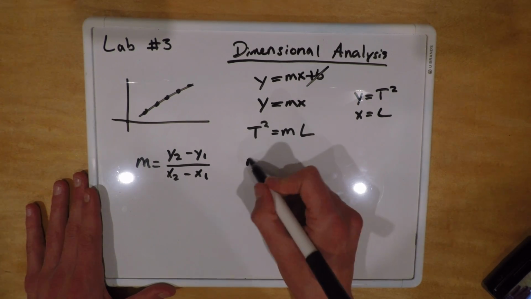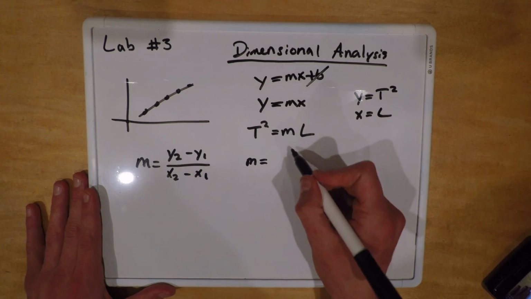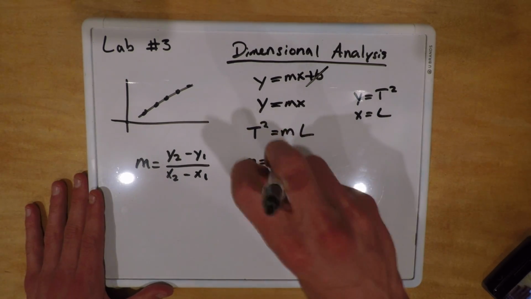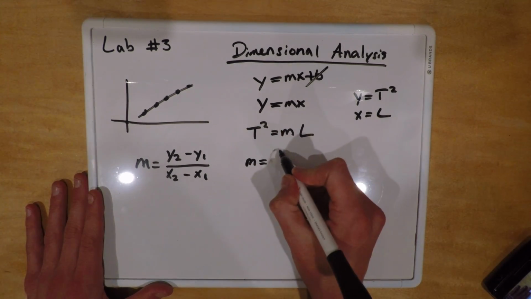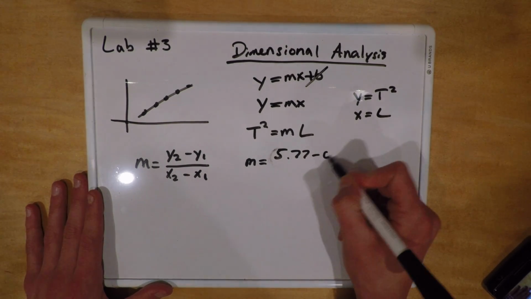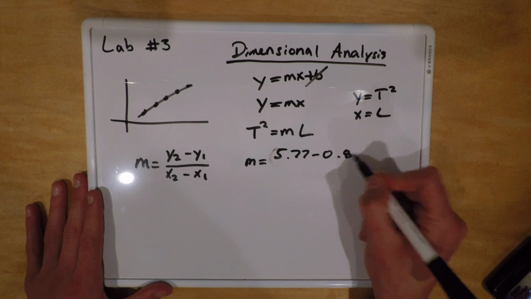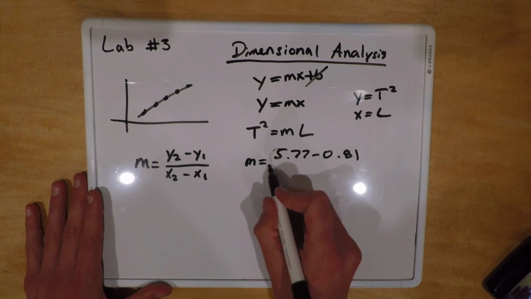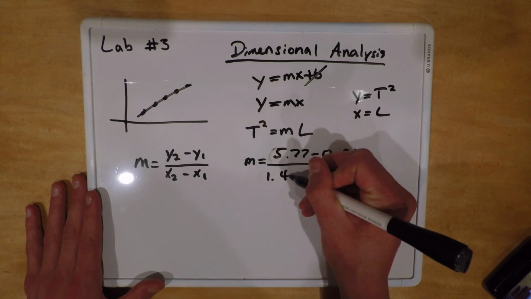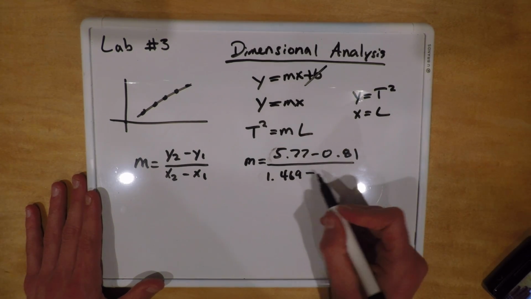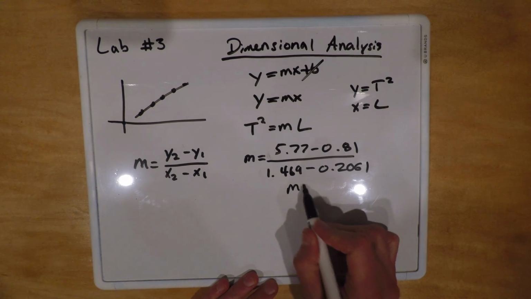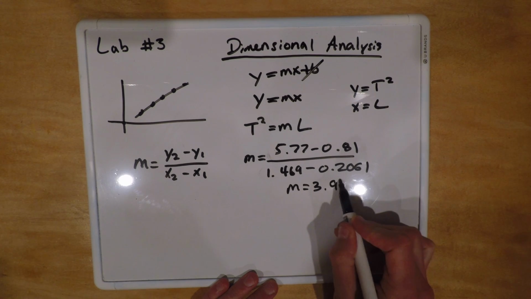And when we plug in those endpoints that you saw in the data, the average data, this is (5.77 minus 0.81) divided by (1.469 minus 0.2061). And m equals 3.93.